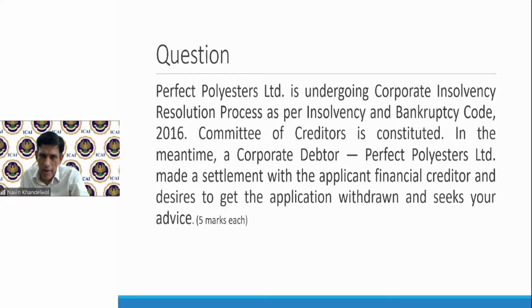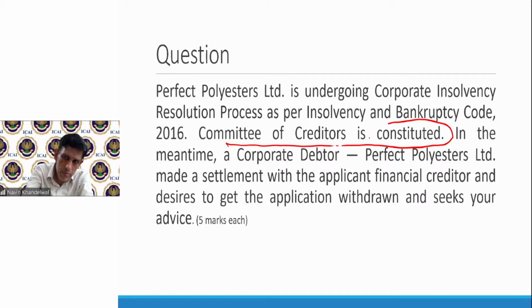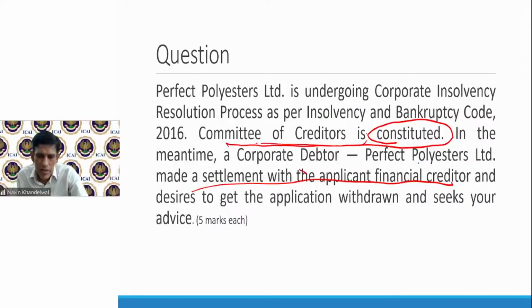Perfect Polyester Limited is undergoing CIRP process. The COC is constituted. In the meantime, as corporate debtor, Perfect Polyester made a settlement with the applicant financial creditor, and desires to get the application withdrawn. Seeks your advice. Can the application be withdrawn? The answer is yes. How? Application has to be made by the applicant. In the application, he has to say that he is going to withdraw, along with a voting result which mentions that 90% of the COC, because COC has been constituted, has agreed to this withdrawal. Therefore, please withdraw this application, and thereafter the application will be withdrawn.